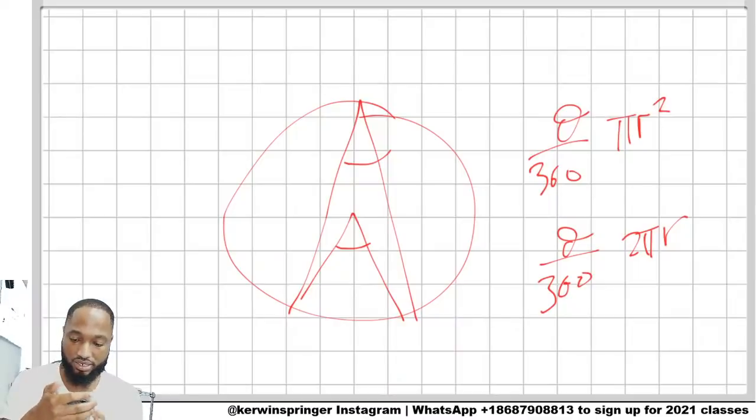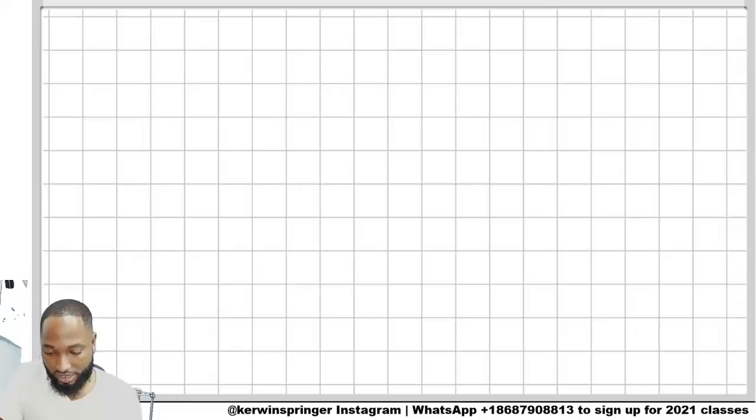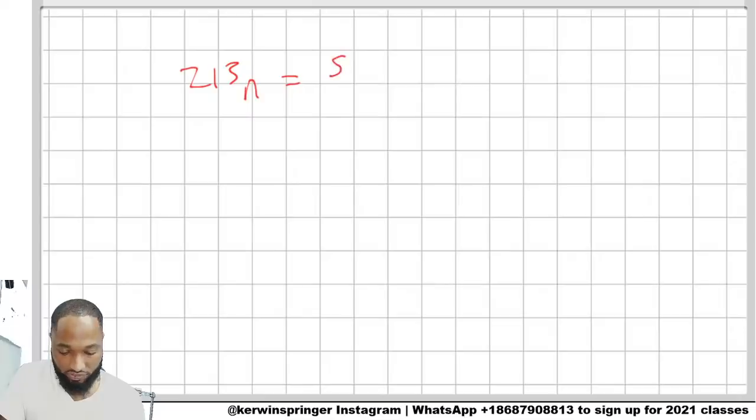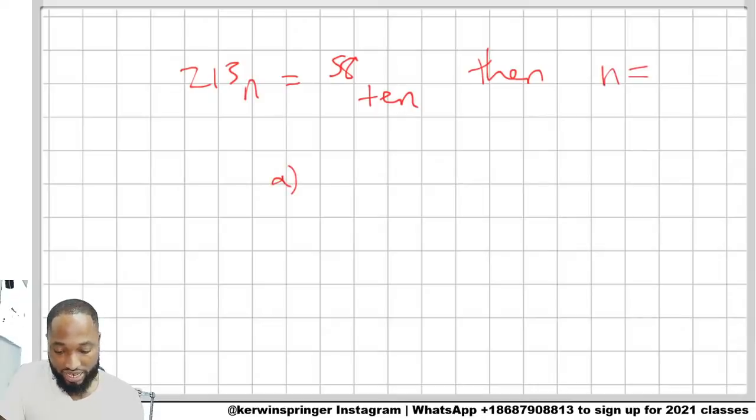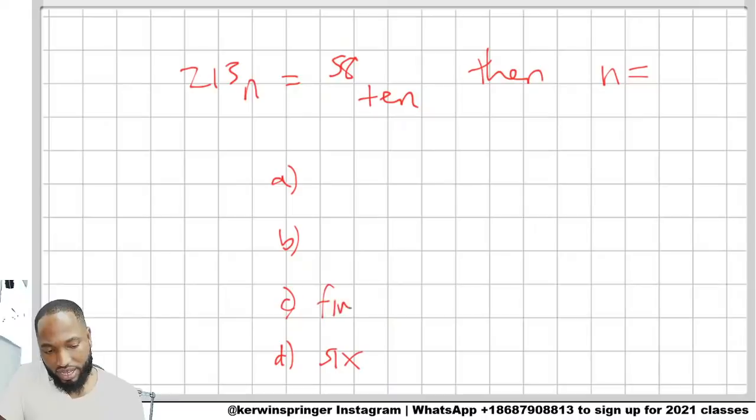Alright, so we did circles. Jamaica's sending a tough one here. Okay. So 213 to the power of n is equal to 58 to the power of 10. Then n is equal to... if something ridiculous like this pops up for your exam, I don't think they will bring these levels. Knowing CSEC, they ain't coming through with this kind of level.